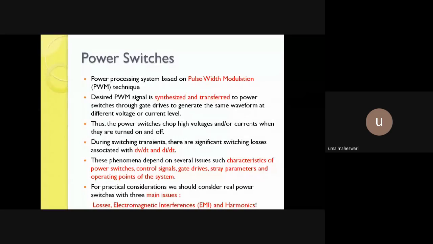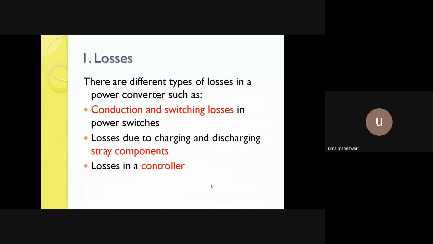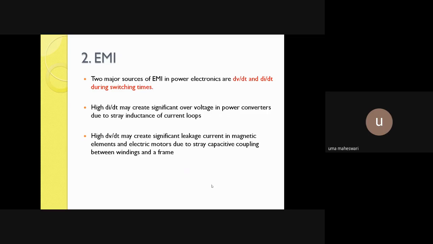So the main issues of these power switches, as already discussed, are losses, EMI, and harmonics. Losses are mainly conduction and switching losses, stray component losses, or losses in the controller. These have to be mitigated or identified at the initial stage, the design stage itself. So coming to the major issues of EMI.